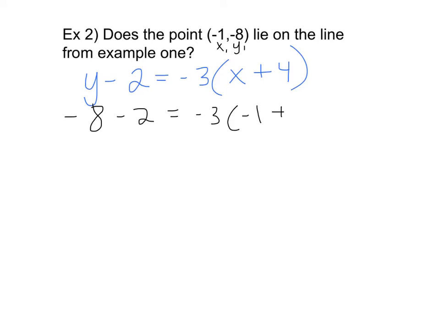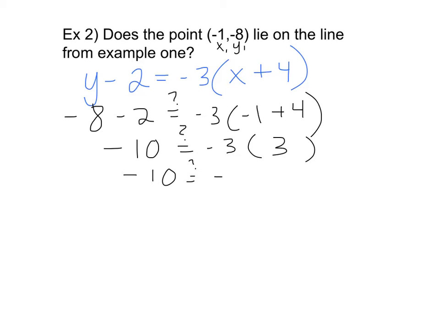And what we want to see is, are we going to get a true statement, which would mean that the point does lie on the line, or if when we plug it in we get a false statement, that means that the point does not lie on the line. And it's that easy. So the left-hand side is -10. Clean up each side independent of each other, and you're really going to say, question mark, is that equal to the right-hand side? Well, -3, PEMDAS says parentheses, -1 plus 4 makes 3. Does -10 make -9? No.